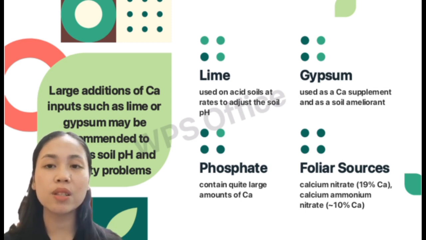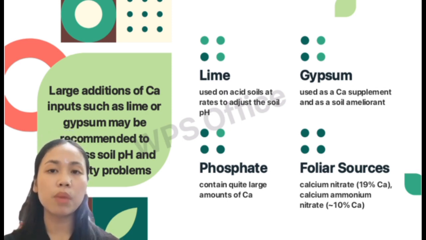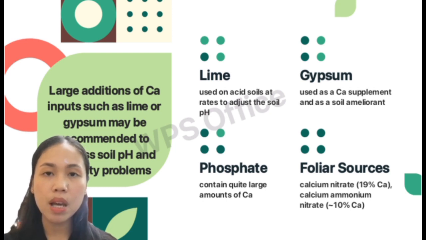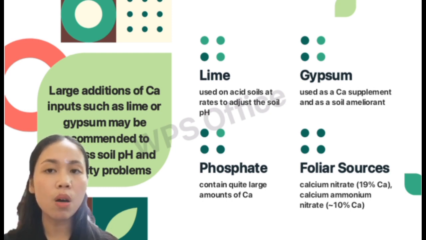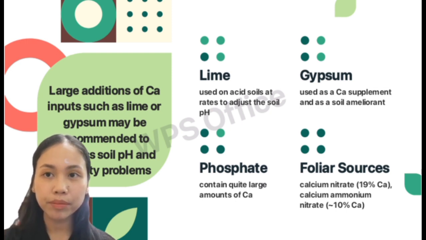Foliar sources such as calcium nitrate, which has 19% calcium, calcium ammonium nitrate, which has 10% calcium, and chelated calcium can be beneficial to address potential deficiencies, but only a limited amount of calcium can be assimilated this way. However, a foliar application near the tissue can reduce the risk of the effect of calcium deficiency.